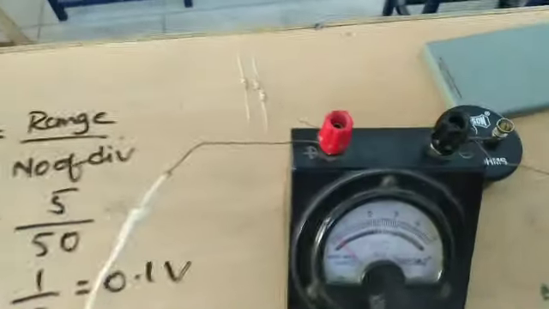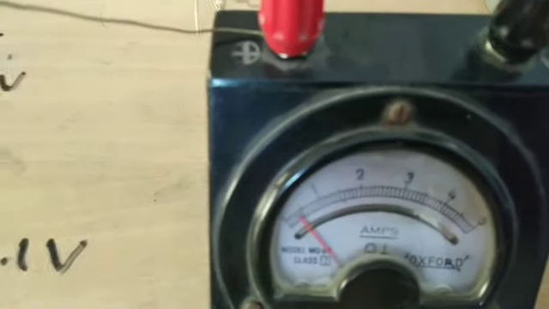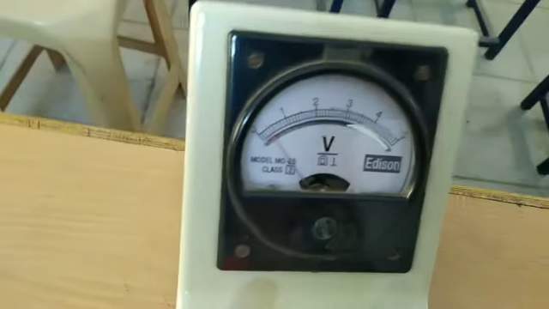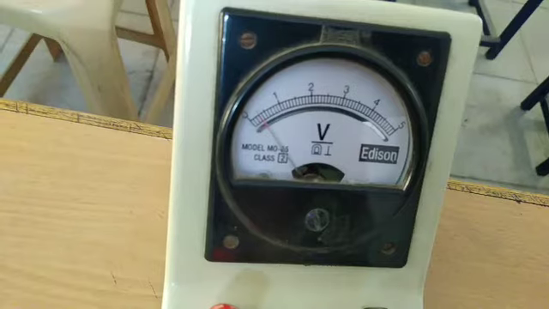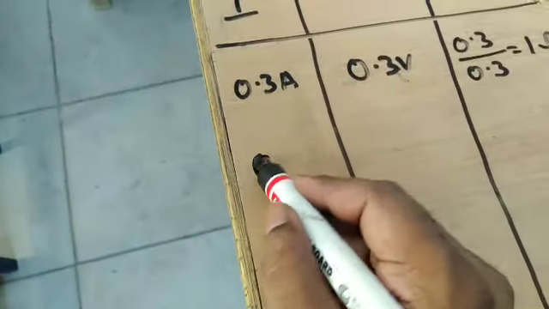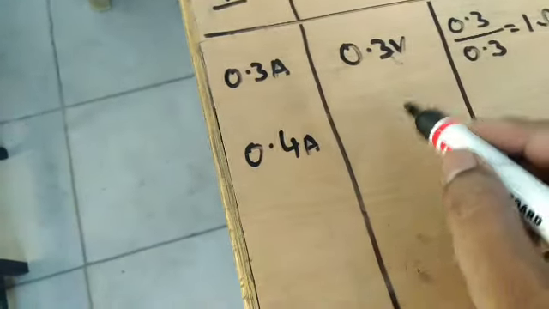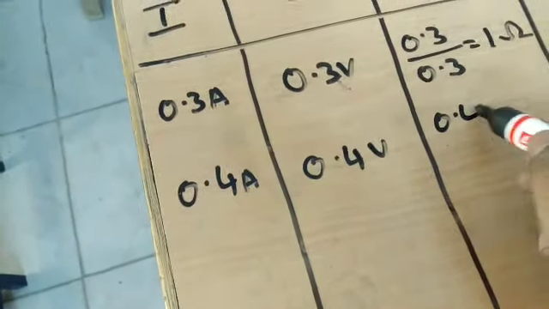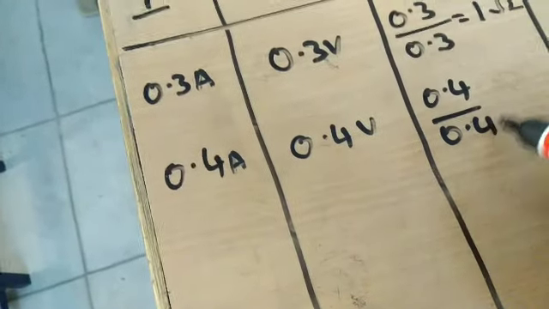Now observe the reading on the ammeter here. How much is it showing? It is showing the fourth division. Okay. What is the reading in the voltmeter? It is also showing the fourth division. So what will I write? 0.4 ampere, 0.4 volt. So 0.4 divided by 0.4. Again I got 1 ohm.